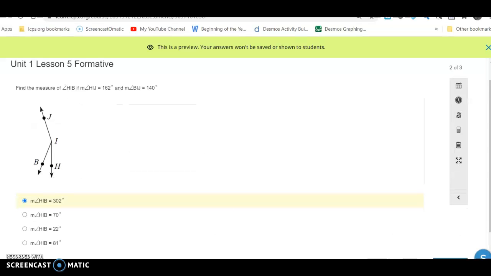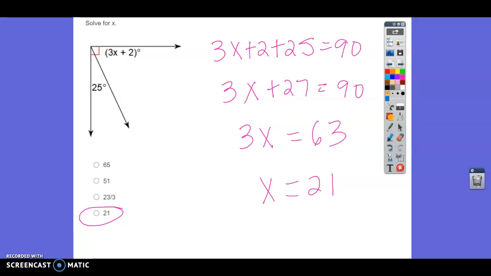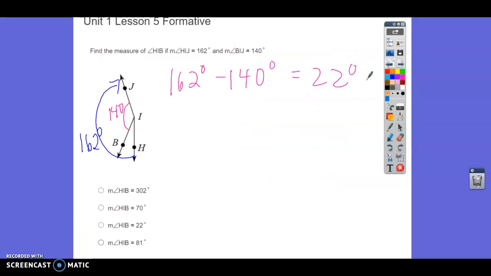Number 2, I'm going to move over to another page here and show you this one. Slide number 2 says to find the measure of angle HIB. If the measure of angle HIJ is 162 degrees, so I drew that on the diagram in blue, which is why I asked you to draw it on a separate sheet of paper if that's helpful. And the measure of BIJ is 140. I put that in a different color on the diagram as well.